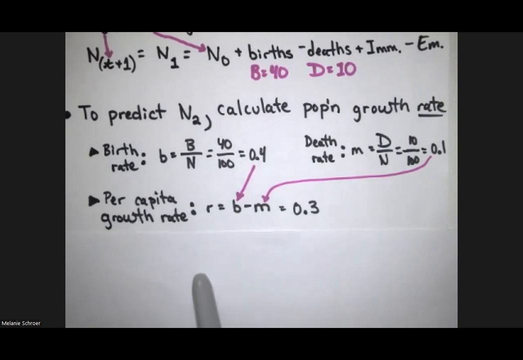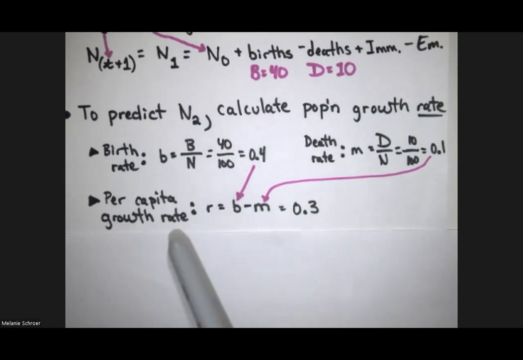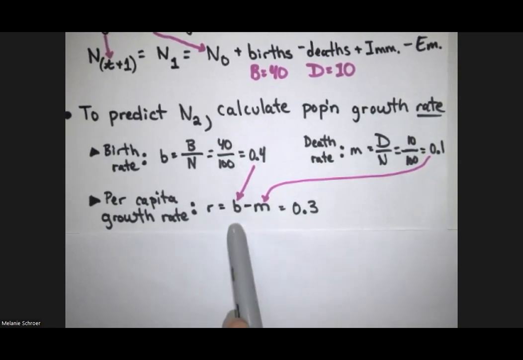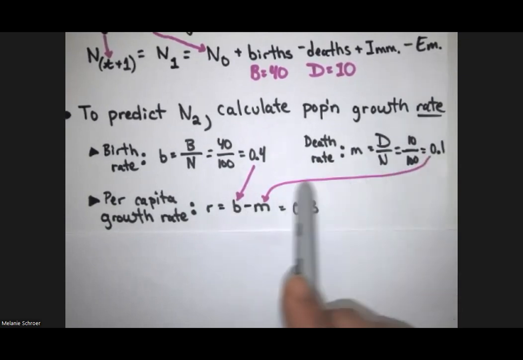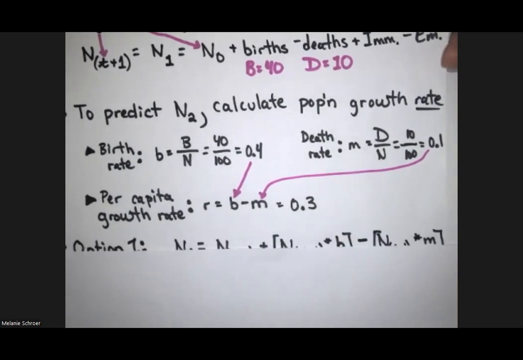Okay, growth rate is R. And essentially, if this is positive, it indicates that the population is growing. If it is negative, it implies that the population is declining. Okay, so to calculate R, the birth rate 0.4 minus the death rate 0.1 gives us 0.3. So this is positive. It means that the tiger population is growing.